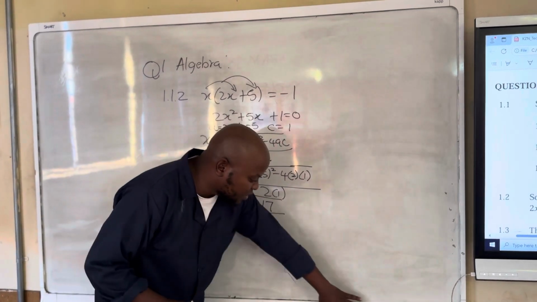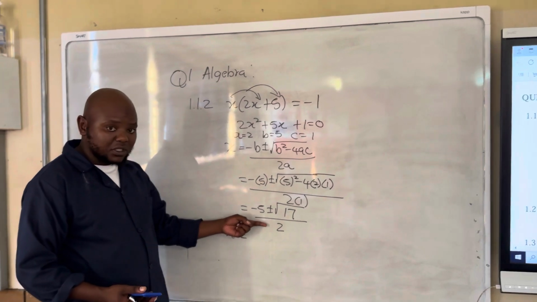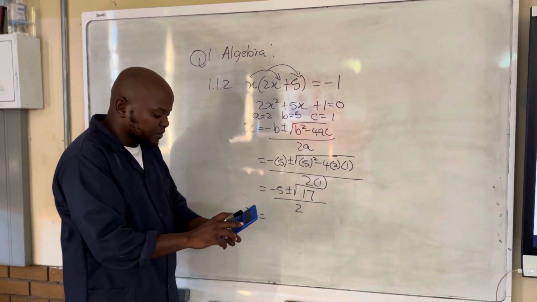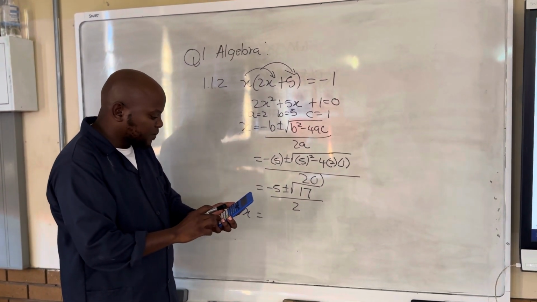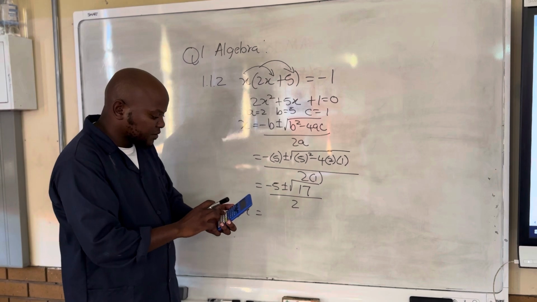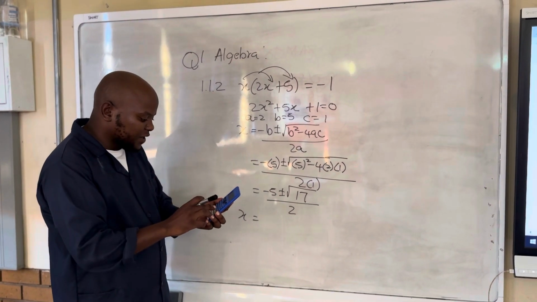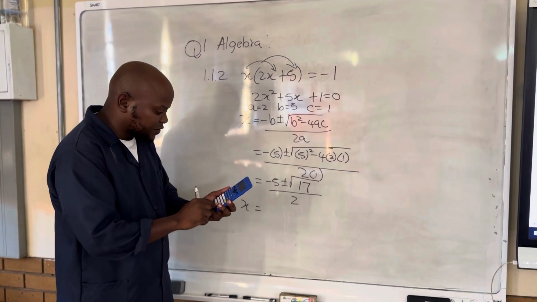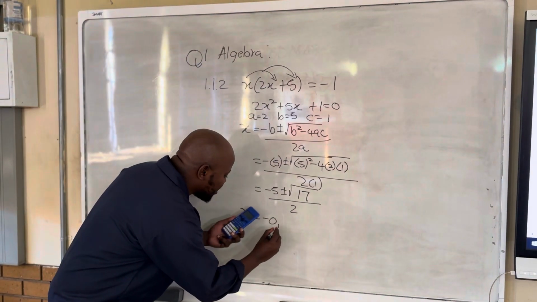Now that we have simplified this, we just use our calculator to get the solution from this simplification. We're going to have negative 5 plus root 17 divided by 2. The first x value will be negative 0 point something.